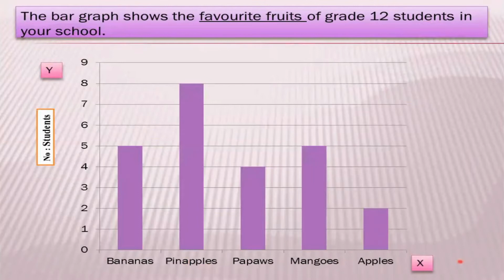This is a bar graph. There are 5 bars for 5 fruits and there are 2 axes. The bar graph shows the favorite fruits of grade 12 students in your school. The y-axis shows the number of students and the x-axis shows the different kinds of fruits. They are bananas, pineapples, peppers, mangoes, and apples.